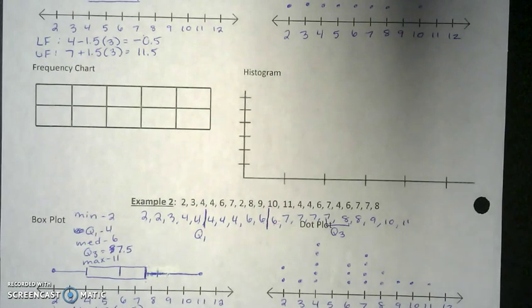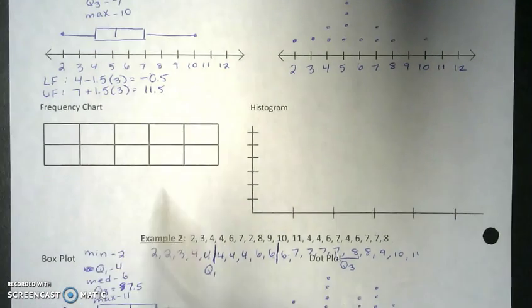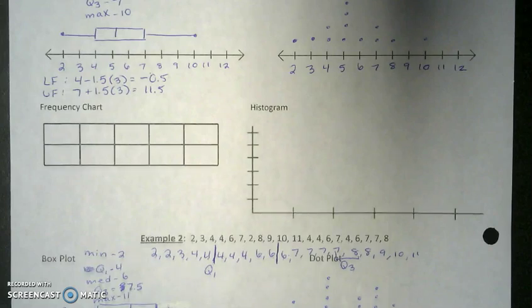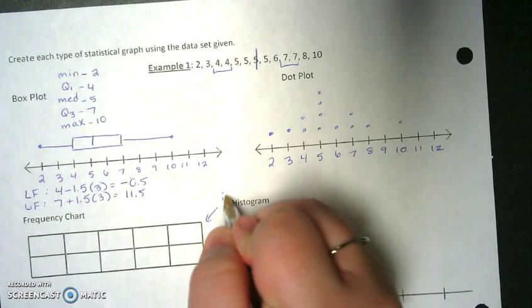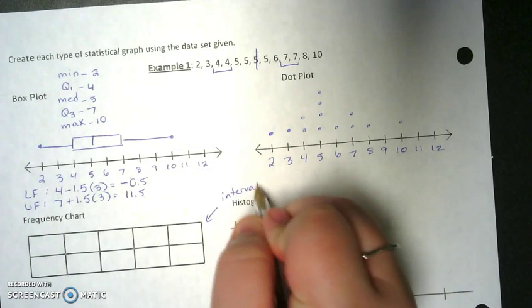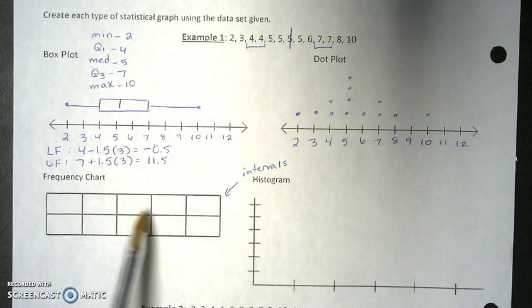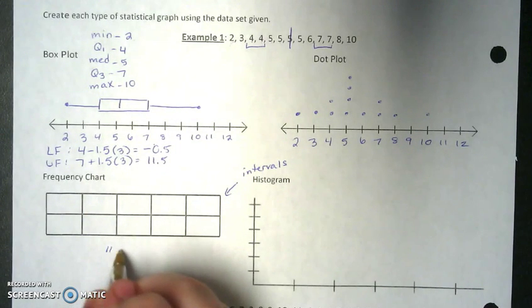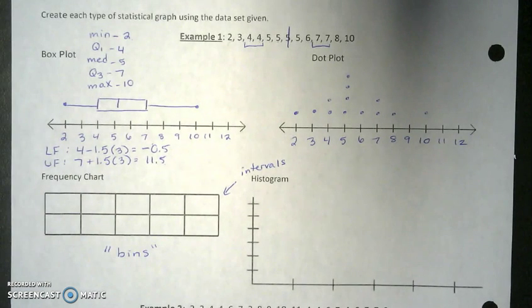Now the very last type of statistical graph that we have is called a histogram. The very first thing is we need a frequency chart. Frequency is just how often does it occur. So we have these things called intervals. And then we're going to have these things that we're going to be filling up, and they're called bins. So we're basically going to create a bin. We're going to fill it up with a certain amount of numbers.